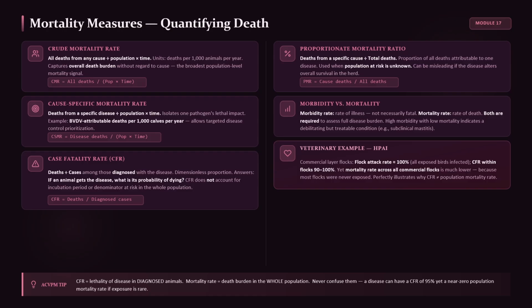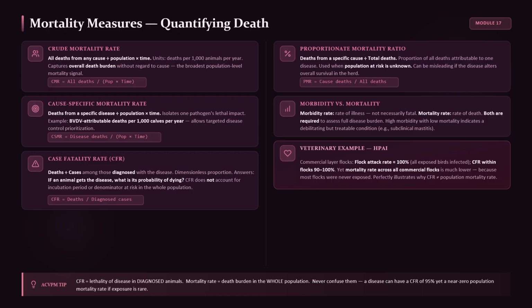The HPAI example on the slide nails the distinction perfectly. Inside a hit commercial layer flock, the attack rate is basically 100%, and case fatality runs 90 to 100%. Devastating. But the mortality rate across all commercial flocks is far lower because most flocks were never exposed in the first place. So remember the takeaway. A disease can carry a 95% case fatality rate and still have a near zero population mortality rate if exposure is rare. Never treat those two numbers as the same thing.